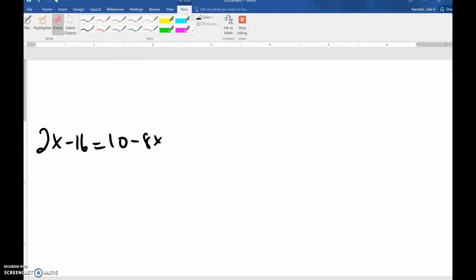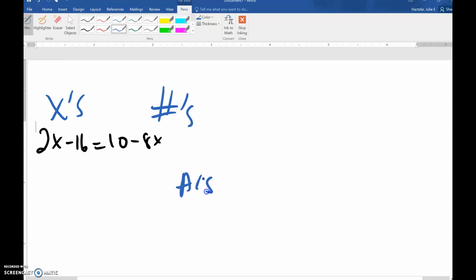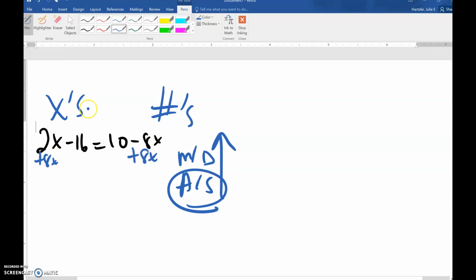Okay, so to solve equations, you want x's on one side, numbers on the other. So I'm just going to put my x's over here and my numbers over here. And again, you're doing order of op backwards. So there's some add and subtract in here, but there's also some multiply and divide going on. So we're going to go backwards. We're going to get rid of this first. So you always use adding, subtracting to move things. So to get rid of this minus 8x, I'm going to add 8x to move it to the x side.